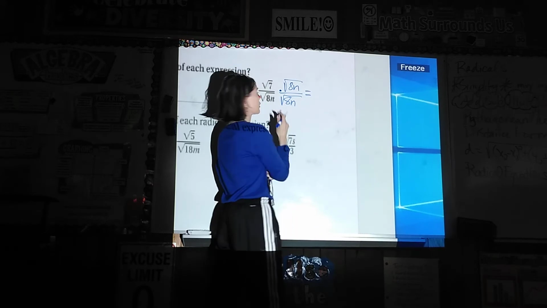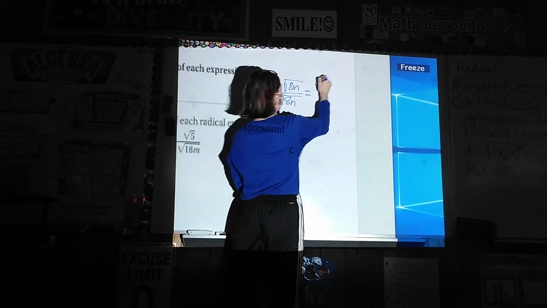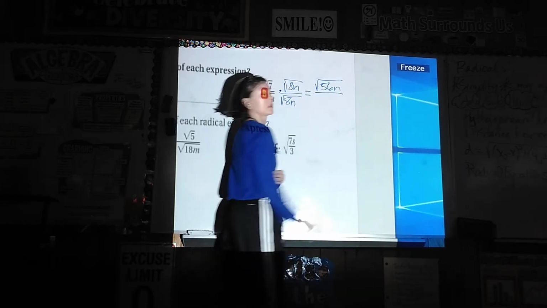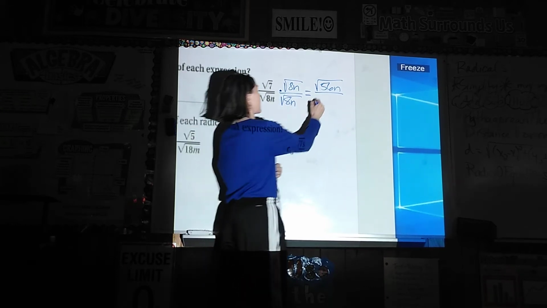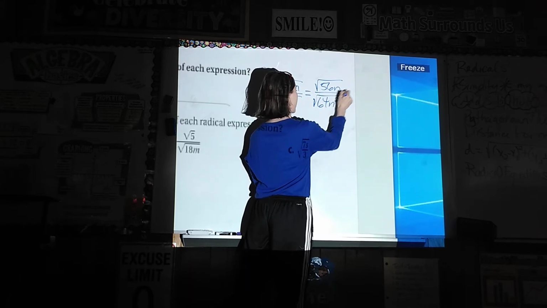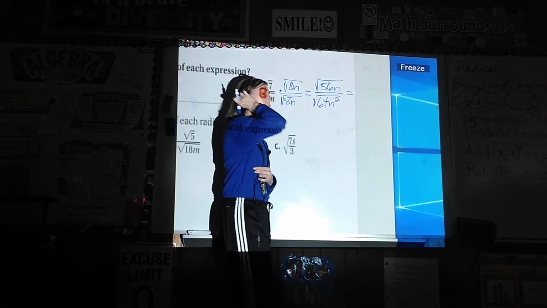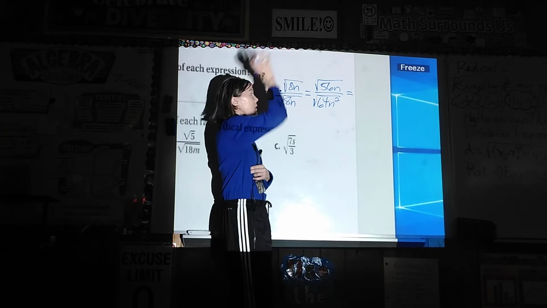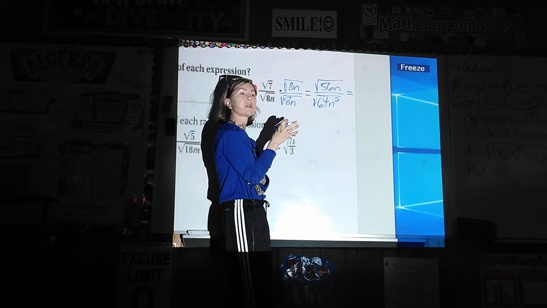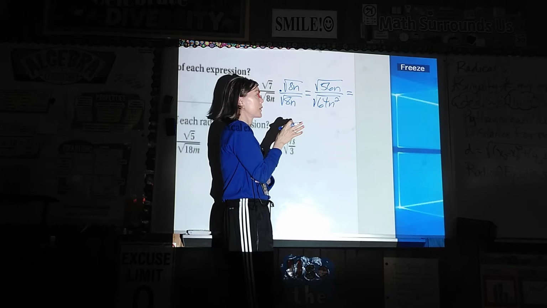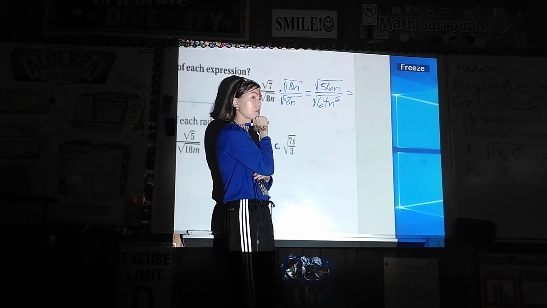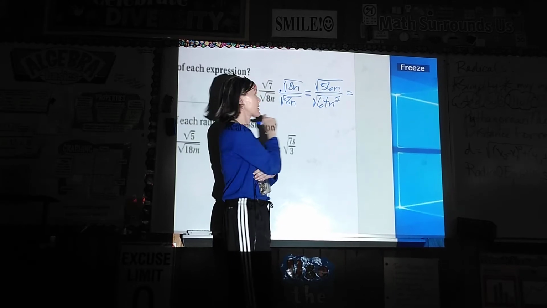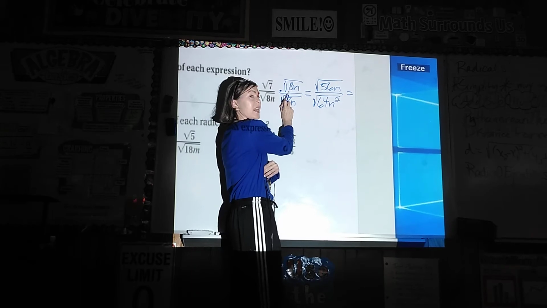So radical 7 times radical 8n is radical 56n. And radical 8n times radical 8n is radical 64n squared. And then is there a perfect square in 56? Because we have to deal with the numerator and denominator individually. Is there a perfect square? And what times what gives me 56? And one of those numbers has to be a perfect square, because we know 8 times 7 is 56, and there's a perfect square in 8.